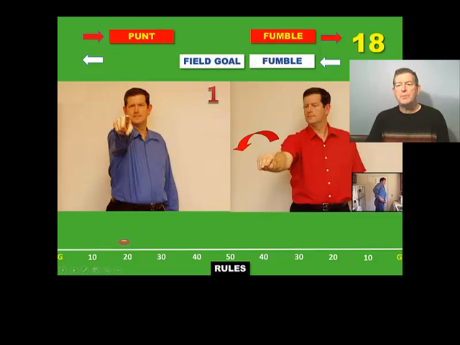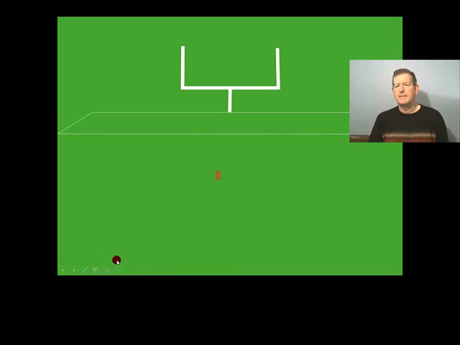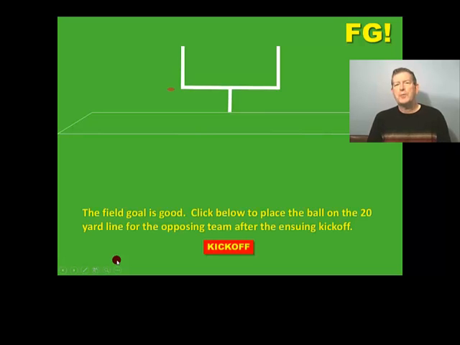And so what happens at this point? The teacher hits the field goal button, and you have a choice to make. The team captain must choose a letter, A through I, to determine the outcome of the kick. The team captain chooses B. Just sit back and watch. It's good, and the score is now 3-0 in favor of the white team.